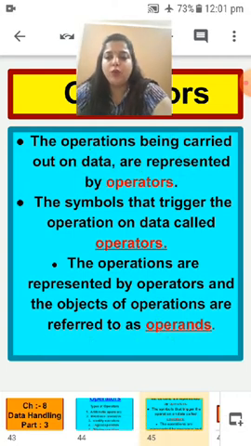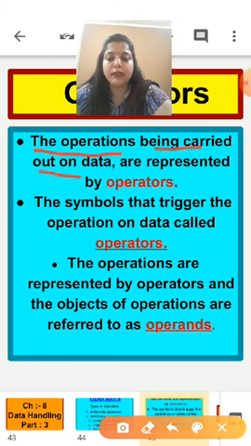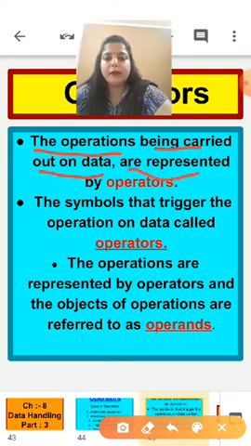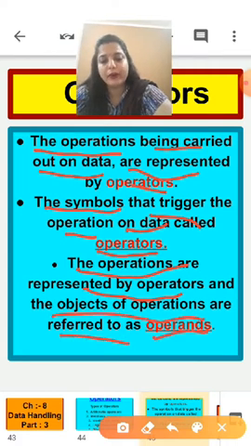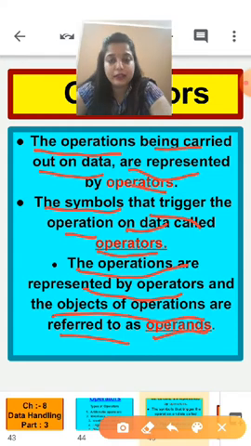So operations being carried out on data, whatever operations we are performing, whether plus, minus, division, multiplication, anything, are represented by the operators. The symbols that trigger the operation on data are called operators. Operations are represented by operators and the objects of operations are referred to as operands. Now what are operands? Let's discuss in short.